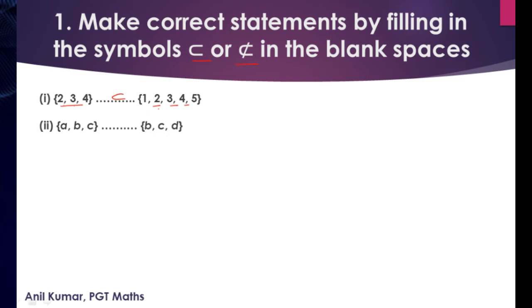A, B, C. We can see that A is not available. This is available here, but on the right hand side, if we check, it is not available. So I can say that it is not a subset. See, dear children, you have to take care that all the elements must be present there. It's not about the remaining two being present.